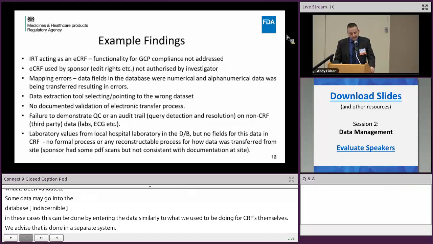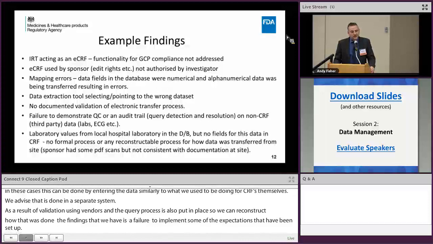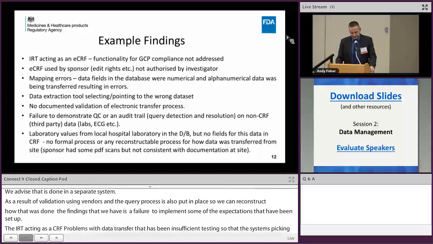So findings that we have with this is that failure to implement some of the expectations I've set out, so the IRT being used as a CRF. Problems with data transfer, that there's been insufficient testing, so that the system's picking up the wrong data, or it's been tried to be put into the wrong type of field. So, for example, character field going into a numeric field, and so it doesn't work, or the data being mapped incorrectly.